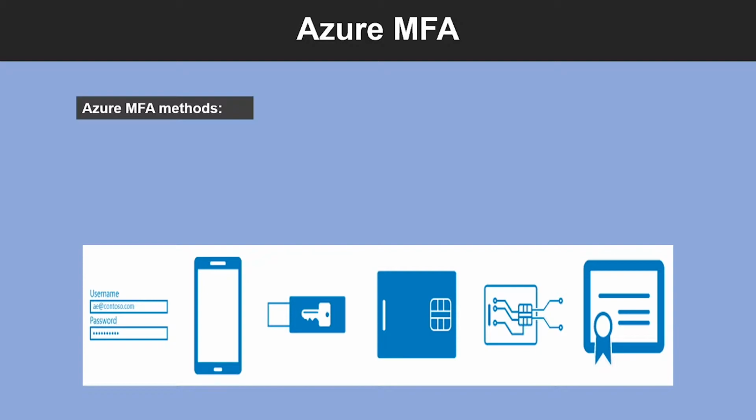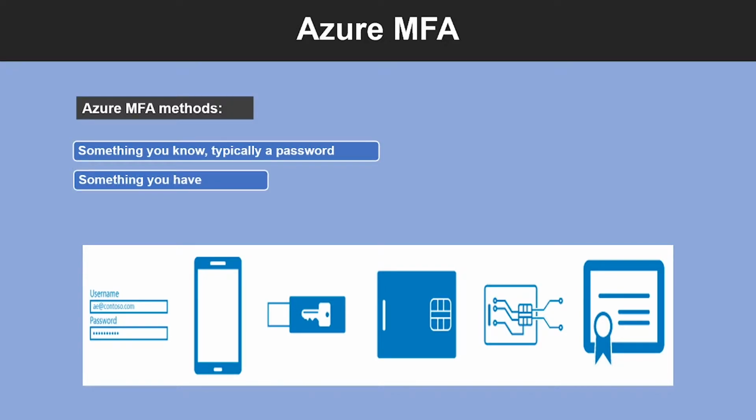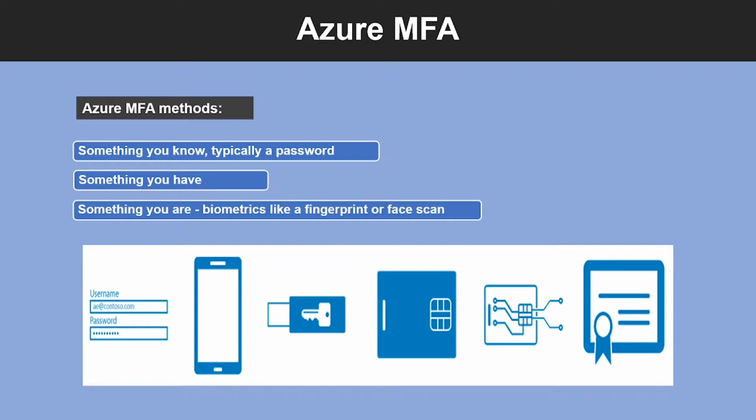So, when you require a second form of authentication, security is increased as this additional factor isn't something that's easy for an attacker to obtain or duplicate. Azure multi-factor authentication works by requiring two or more of the following authentication methods. Something you know, which is typically a password, and something you have, such as a trusted device that is not easily duplicated, like a phone or a hardware key, and something you are, which is a biometric like a fingerprint or a face scan.